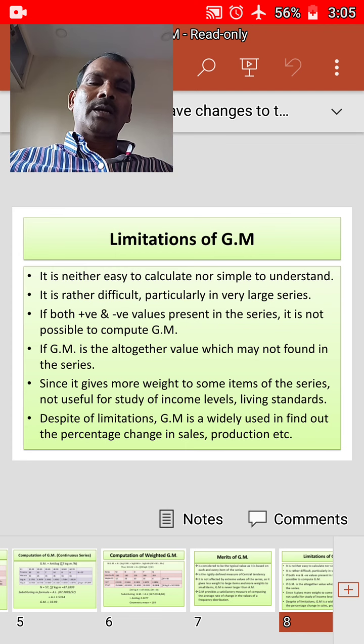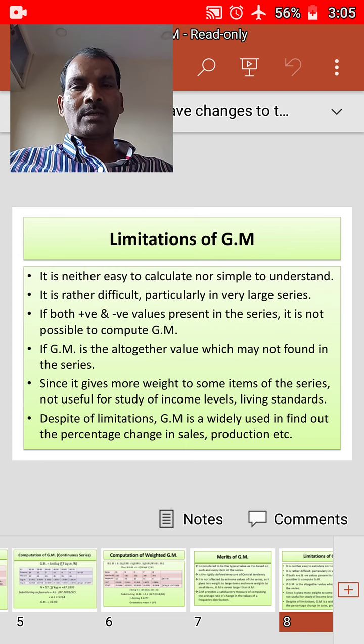Okay, despite these limitations, the geometric mean is widely used in finding out the average percentage changes in sales, population and other business and economic variables. It is widely used in the construction of index numbers.